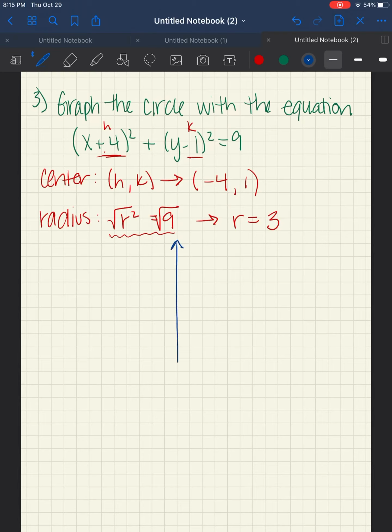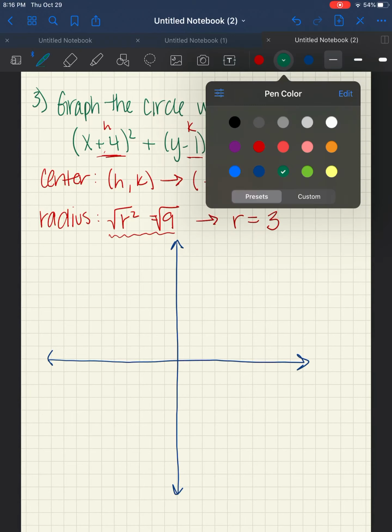And then we're going to go ahead and sketch a graph here. All right, so our circle has a center at negative 4, 1. And then a radius of 3, the way we're going to do that is we're going to go 3 in each direction. So up 3, put a point. To the right 3, put a point. Down 3, and left 3. And then we're just going to do our circle the best that we can. And there are our notes for the day.